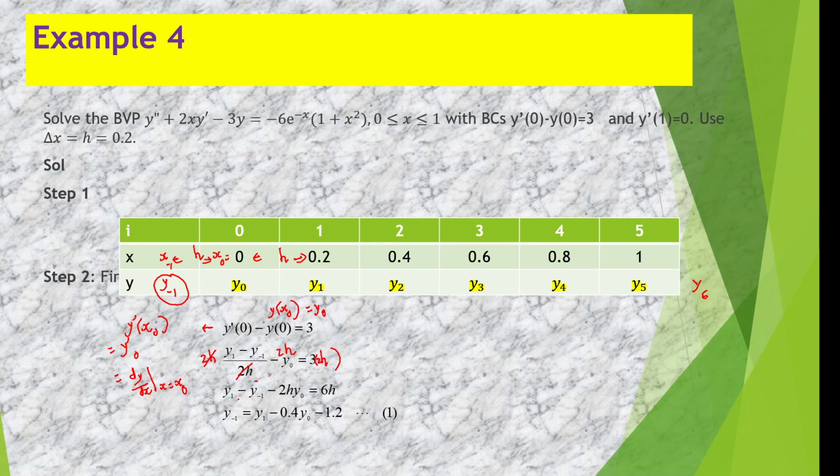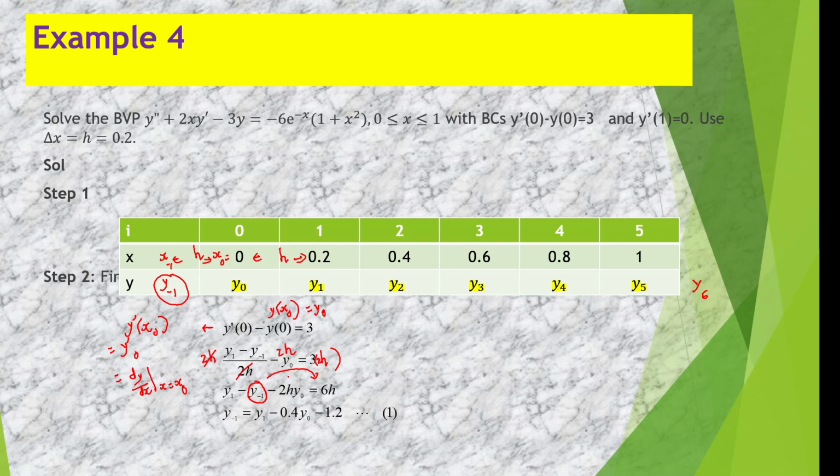So from y1 minus y negative 1 minus 2h y node equal to 6h, express y negative 1 out. So you bring y negative 1 to the other side. So y negative 1 is equal to y1 minus 2h, where h is 0.2, so minus 0.4 y node.